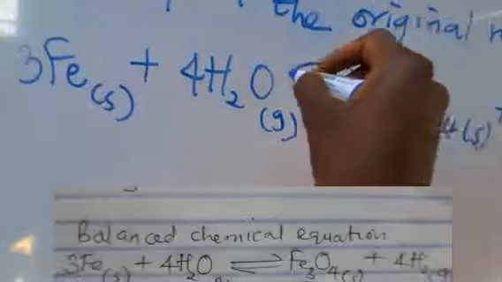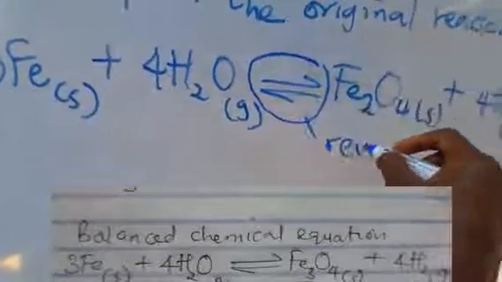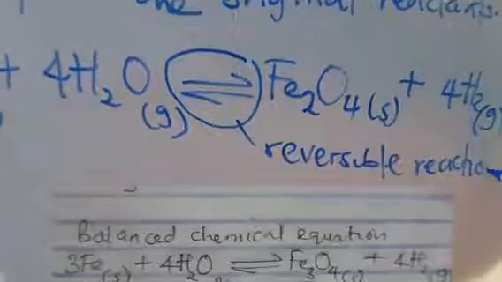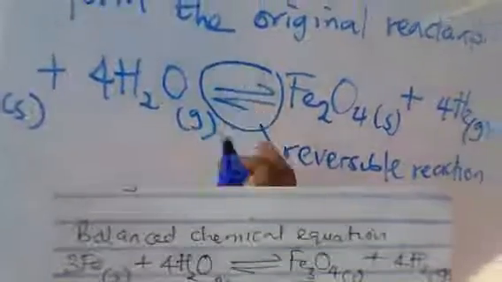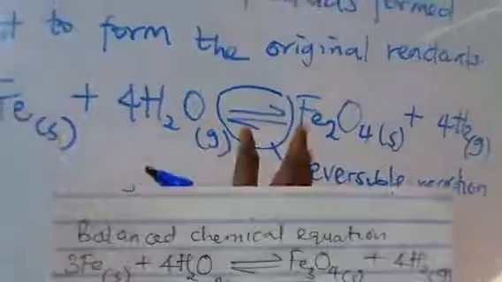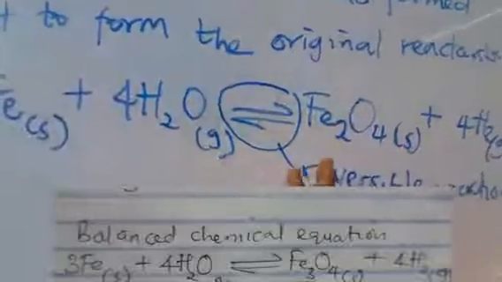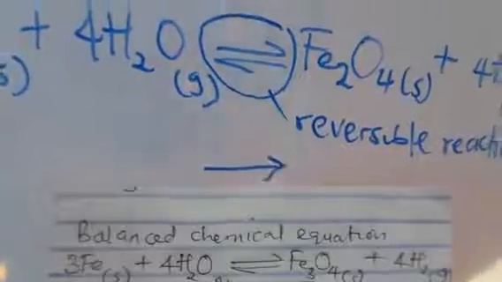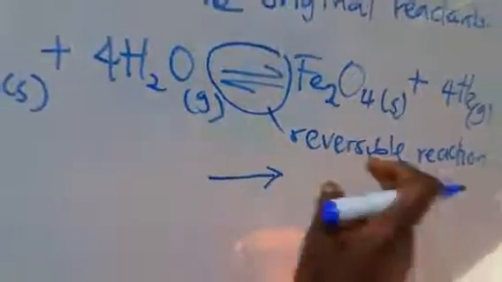So this symbol here is a symbol used to denote a reversible reaction. So whenever you see this symbol, it shows that the chemical reaction that has been written down is reversible. If it is not reversible, you just see a single arrow head.